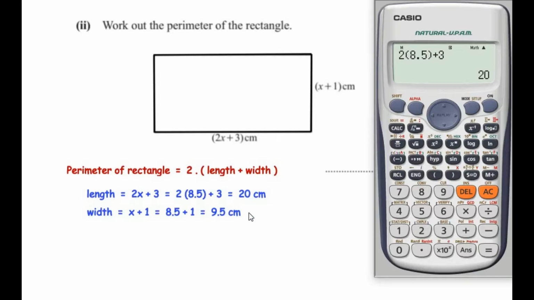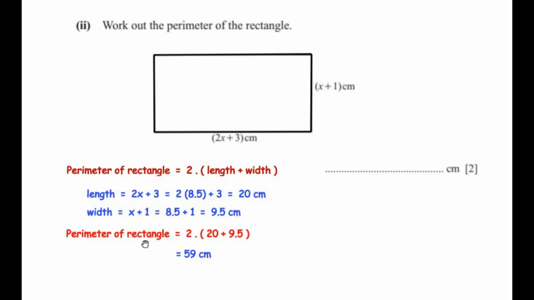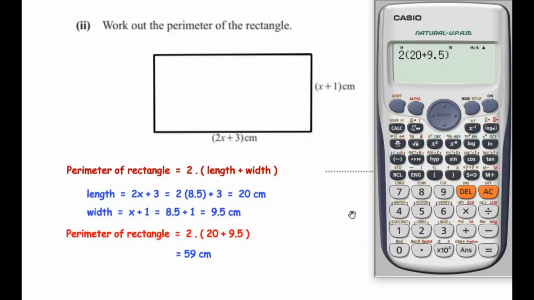So we have the length, we have the width. Let us plug in the values of length and width in this formula. So the perimeter of the rectangle will be equal to 2 times (20 + 9.5). So this is going to give us the value as 59 centimeters. So this is the perimeter of this given rectangle.